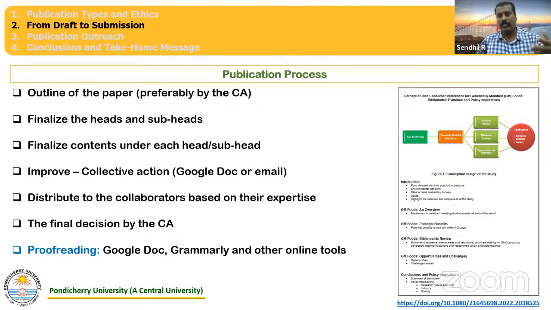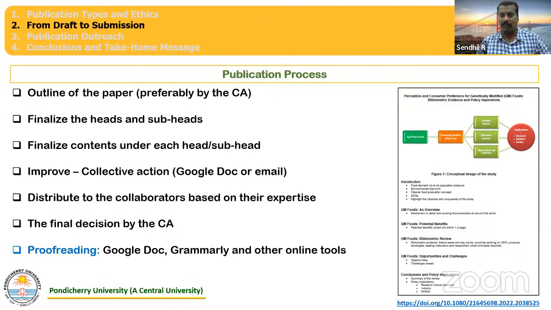So if you see this slide, on the right side, you can see an outline which says about the perception of consumer preference for GM foods. So here I have tried to analyze the perception of consumer through bibliometric evidence, and finally I want to come out with some policy suggestions.